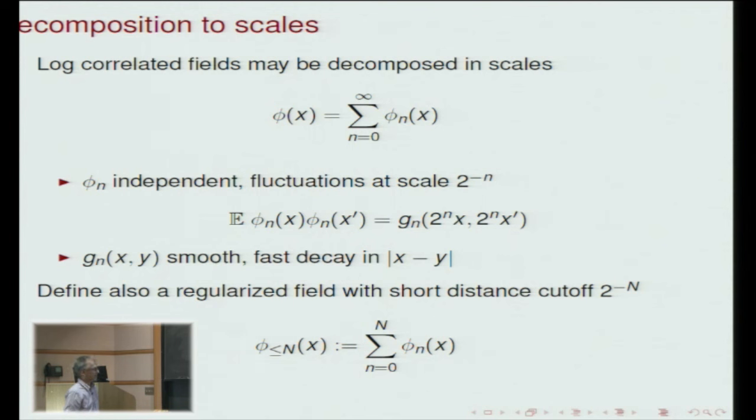No. Gn decays fast once I don't have the 2 to the n. If I have 2 to the n, it decays really fast.